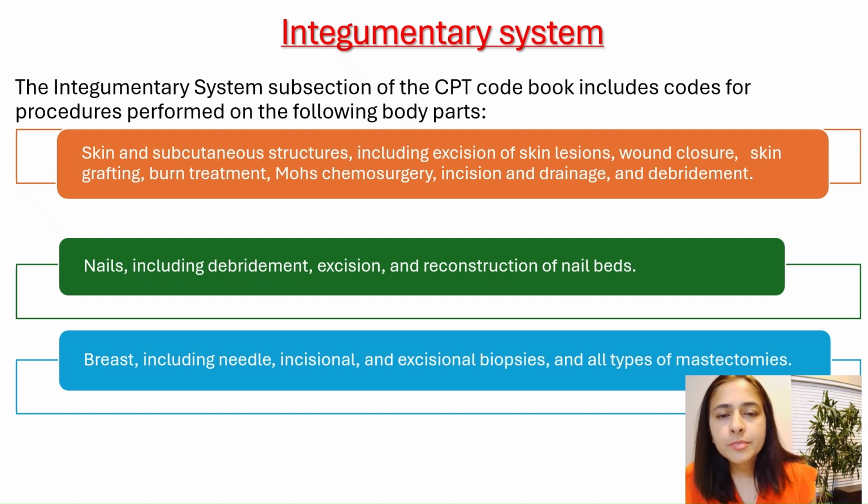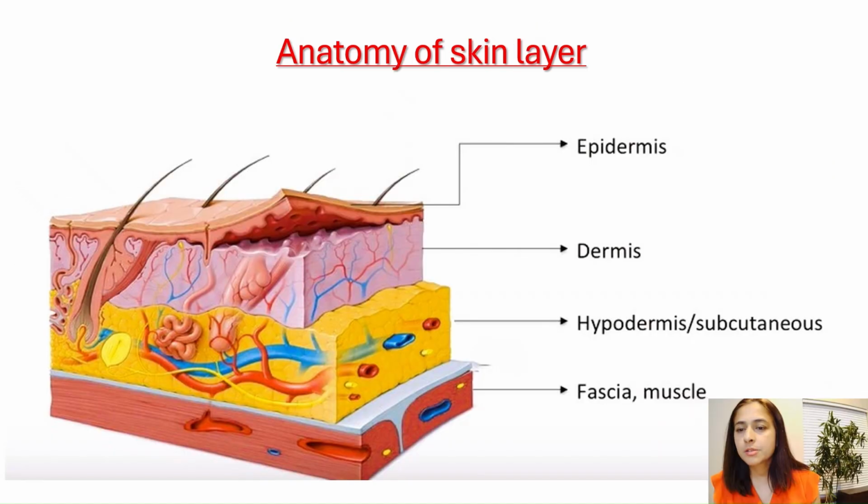Integumentary system. The integumentary system subsection of the CPT codebook includes the following body parts. The first one is skin and subcutaneous structures, including the excision of the skin lesion, wound closure, skin grafting, burn treatment, Mohs chemosurgery, incision and drainage, and debridement. The next one is nails, including the debridement, excision, and reconstruction of the nail beds. Another one is the breast, including needle, incisional, and excisional biopsies, and all types of mastectomies.